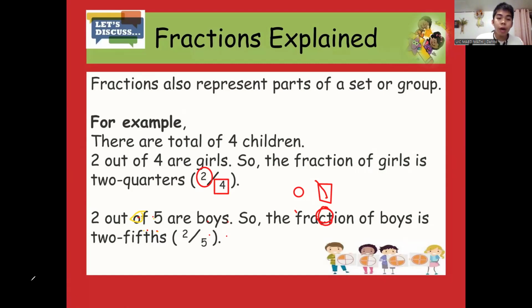Okay? Now, 2 out of 5 are boys. So the fraction of boys is 2/5. Remember, when you read a fraction, the numerator is read as a number, and the denominator is read as an ordinal. So 2/5, because the ordinal of 5 is fifth. Okay. Let me erase this one first.